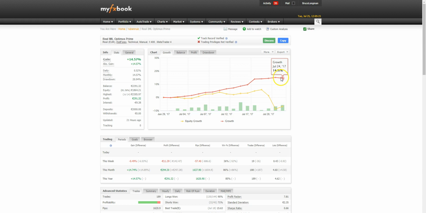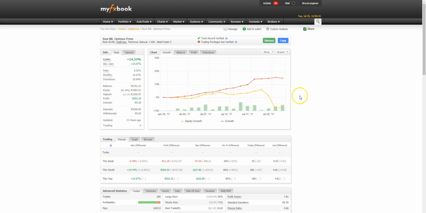The gain is at 14.57%. But the equity is at negative 679. So what that basically means is that this 1600 pips is gone. It's pretty much wiped out already. Now this hasn't even been a month yet, and this has already been wiped out.